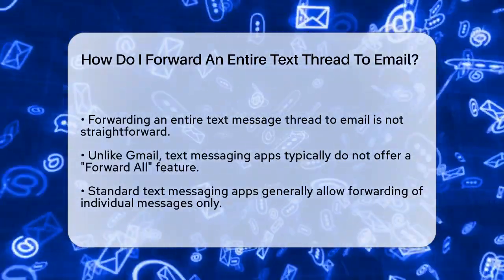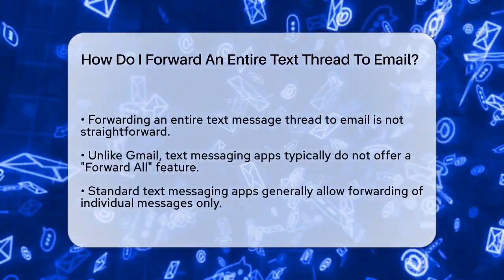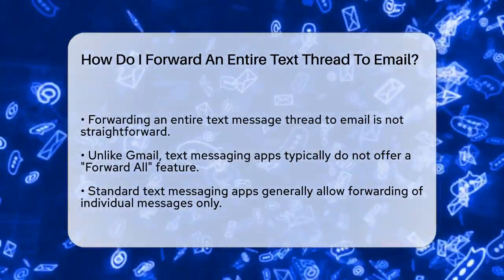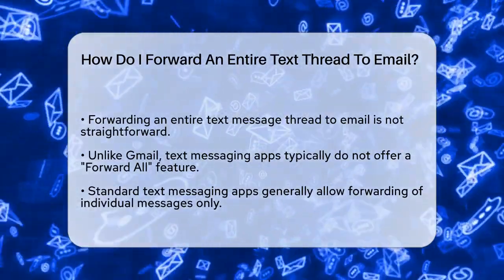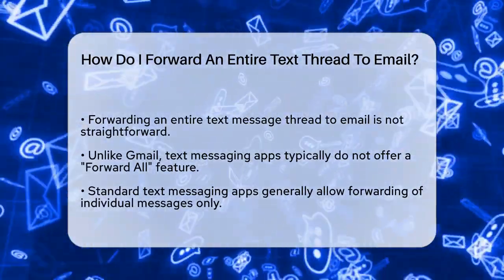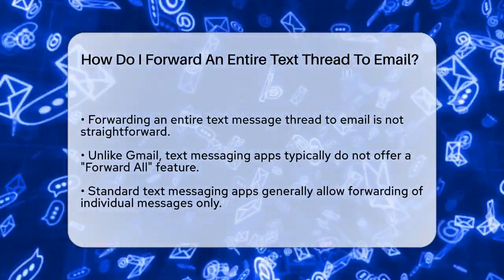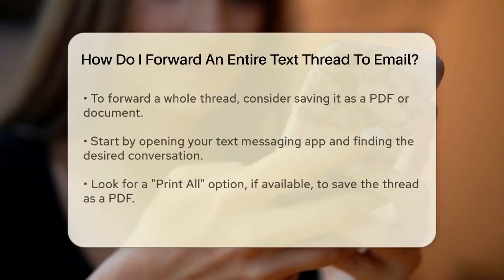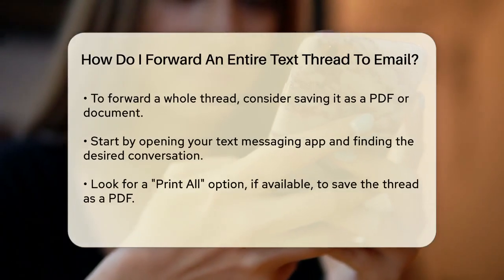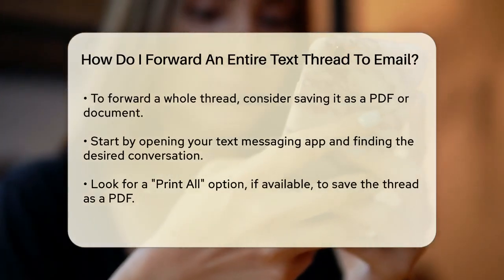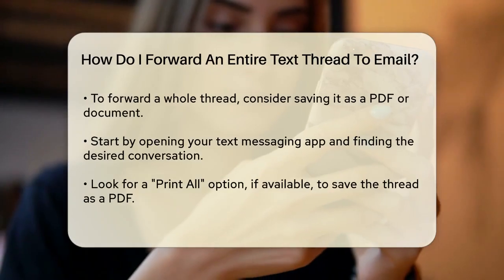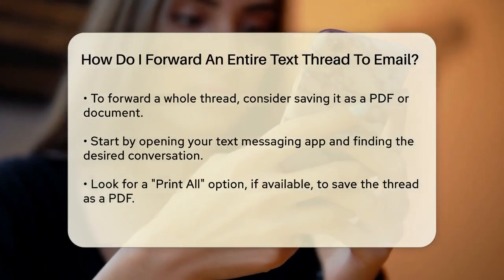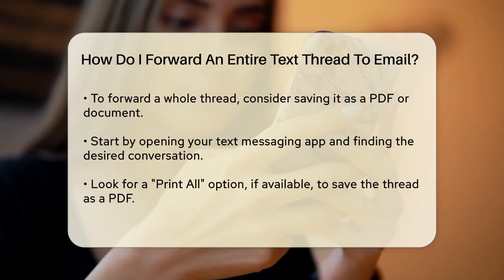First, it's important to note that forwarding an entire text message thread directly to an email is not as straightforward as it is with email clients like Gmail. Unlike Gmail, where you can forward an entire email thread with a few clicks, text messaging apps do not typically offer this feature. When using a standard text messaging app, you usually can only forward individual messages. For example, on many phones, you can press and hold on a message to get the option to forward it, but this will only forward that single message, not the entire conversation.